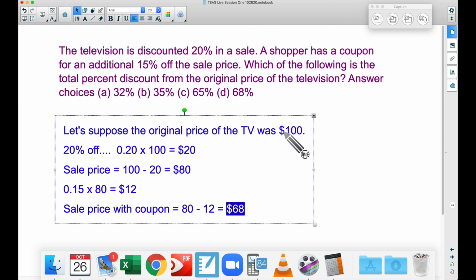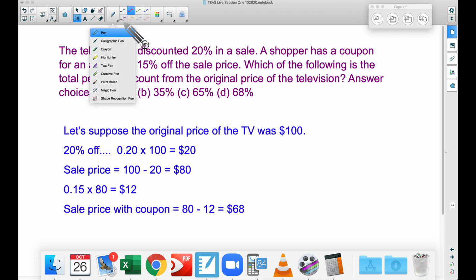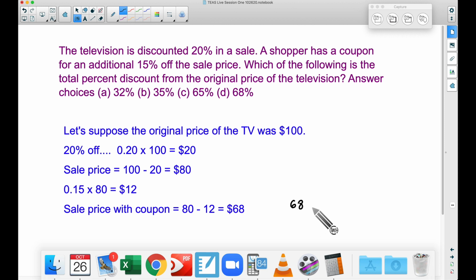Well, $68 versus the original $100. 68 out of 100, 68 is the price we're going to pay for the sale with the coupon out of 100. Again, 100 was the original price that I said. And if you divide this, we do get 68%, which as a decimal is 0.68. Now, is that our answer? Let's read the question. Which of the following is the total percent discount from the original price? This is what we are paying.